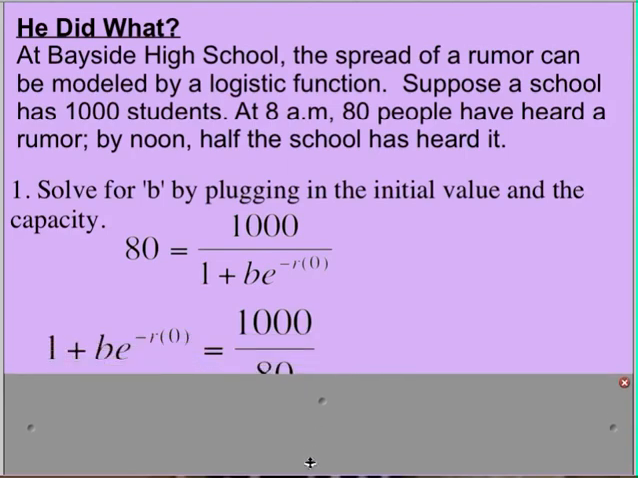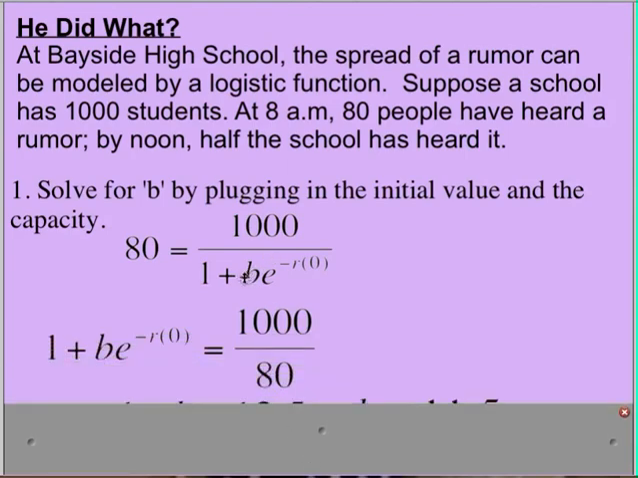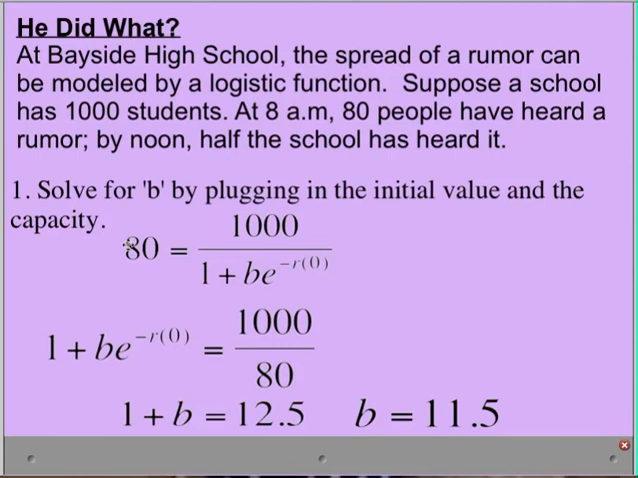So what you can do anytime you have a fraction and you have the variable on the bottom is you can swap the two parts. So 80 is going to be swapped with the 1 plus B e to the negative R times 0. And so then 1,000 divided by 80 is 12.5. E to the 0 power is what? Anything to the 0 power is 1. So then we're just left with 1 plus B, and then minus 1 from both sides. And we get B, our constant, to be 11.5.